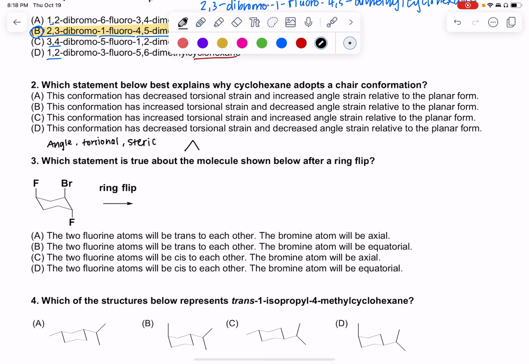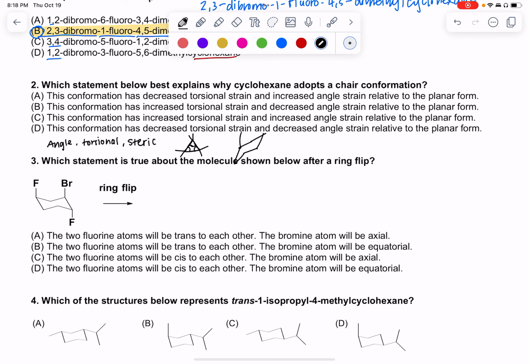Angle strain, our best example of angle strain is going to be cyclopropane, because it's got 60-degree angles in between all of these carbon-carbon bonds, and that's really strained. Torsional strain, this one will also have torsional strain. That is the eclipsing of atoms that are coming off of those carbons. And steric strain is what I like to look at when we're doing a chair conformation.